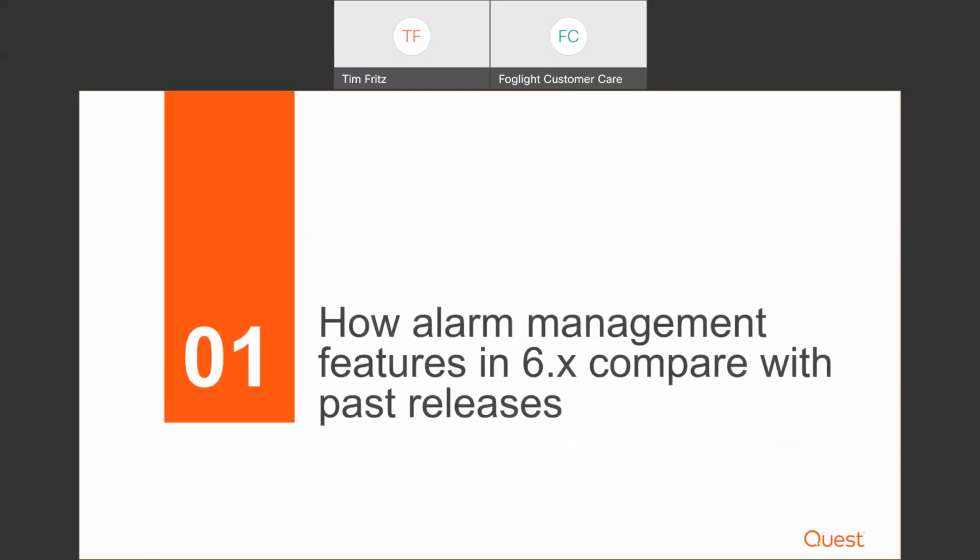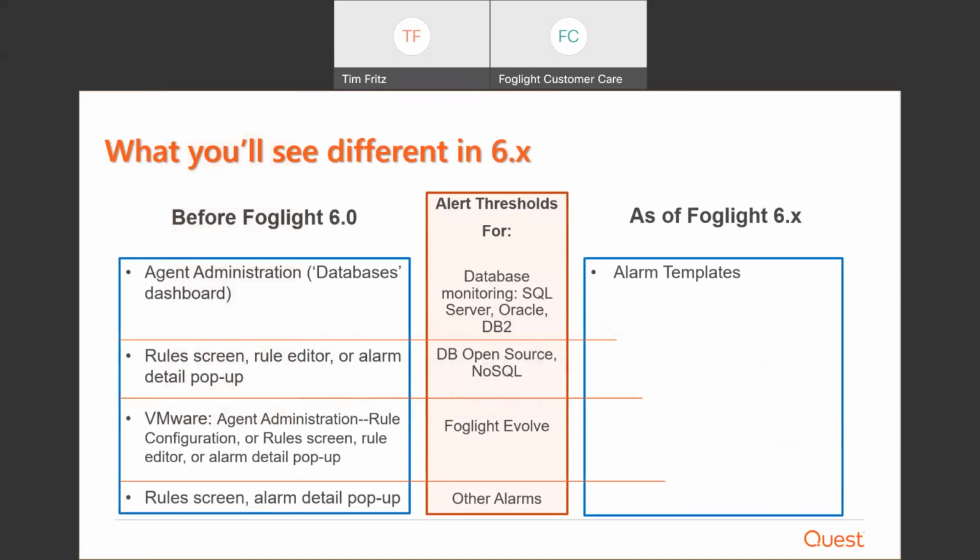All right, let's dive in. So first of all, the comparison. How do we set up alert thresholds first, and then we'll talk about email notifications. What's different, right? What's different between versions of Foglight? So before Foglight 6.0 came out, we had, for databases, and this is key, right? There were different places to do this depending on what you were monitoring, depending on which cartridges you were using in Foglight.